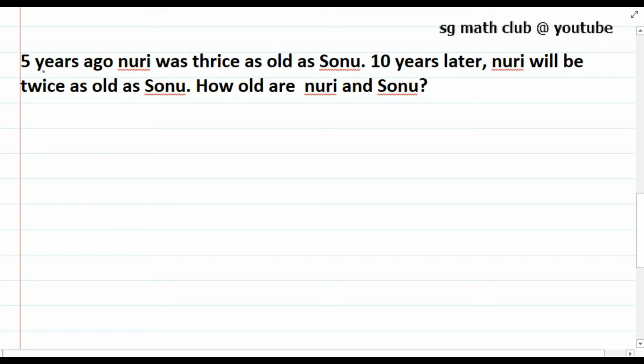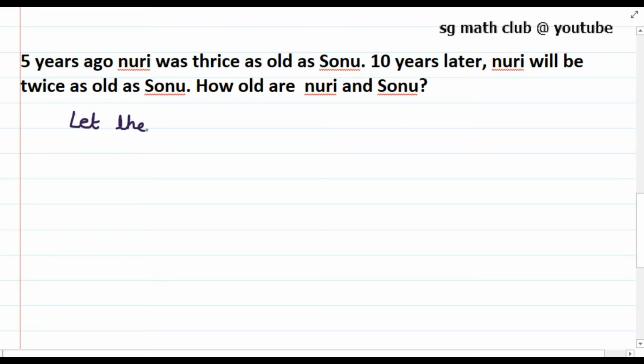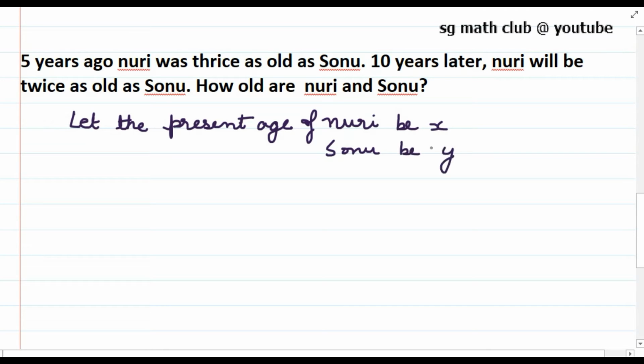Now the second question is like this. 5 years ago, Nuri was thrice as old as Sonu. 10 years later, Nuri will be twice as old as Sonu. How old are Nuri and Sonu? So as usual, we'll fix the variables. Let the present age of Nuri be X and the present age of Sonu be Y.